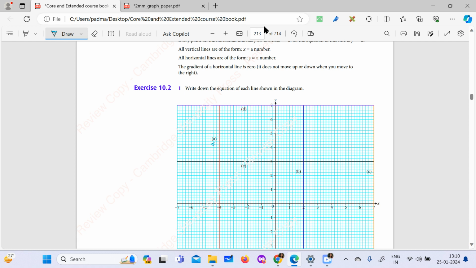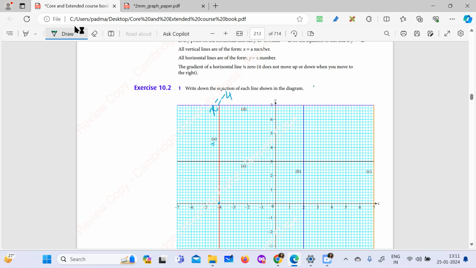This red line is intersecting at -4 on the x-axis. So we will write this as x is equal to -4. I hope this is clear. Then we will do B. B is this blue line, and this is intersecting at x is equal to 2.